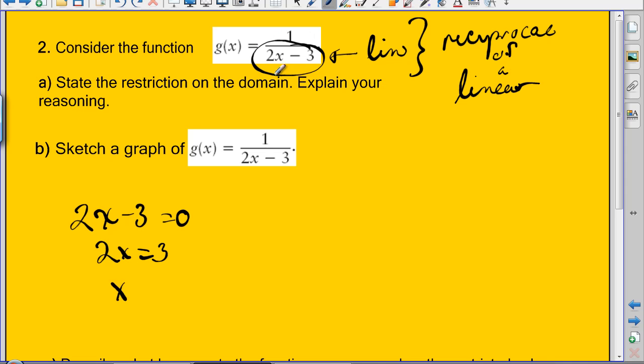So when we substitute 3 over 2 in, the denominator will become 0. So our restriction is x cannot be equal to 3 over 2.